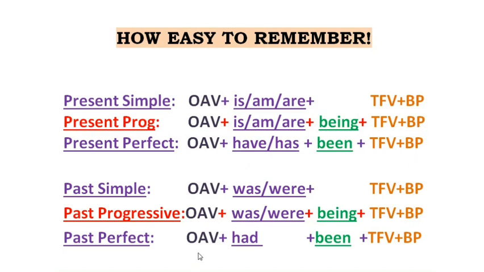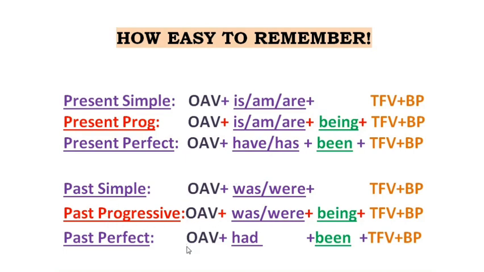In past perfect, OAV first. In present perfect, have or has comes next; in past perfect, had is used. In present perfect, been is used third, so the same word been is used in past perfect, and the last comes TFV plus BP. Although we have already completed present tense, you have completed past tense also.